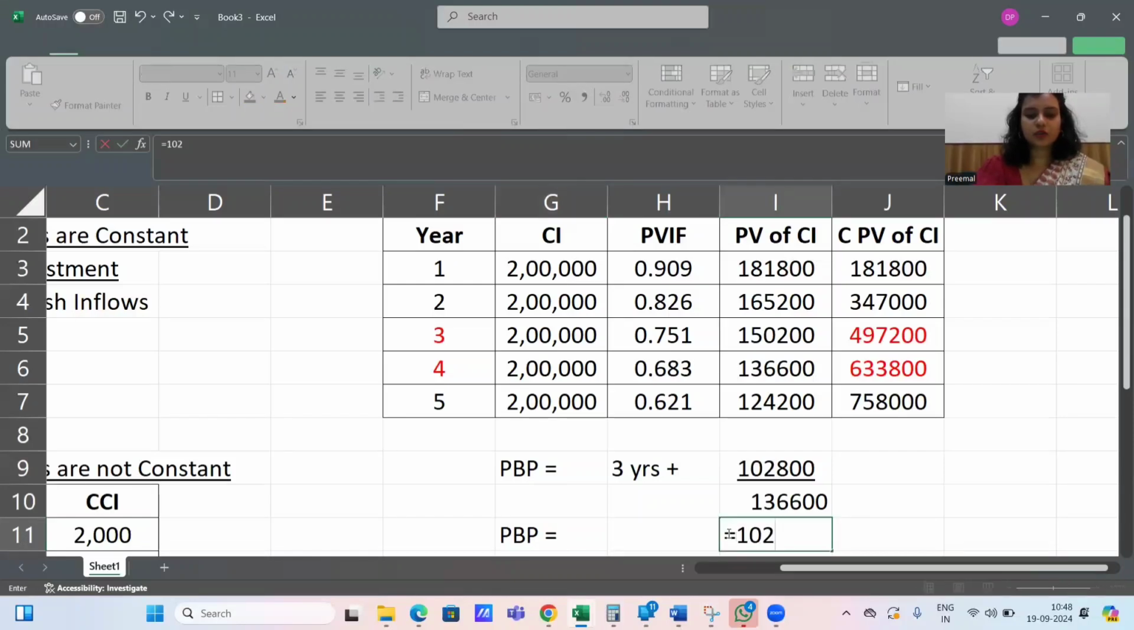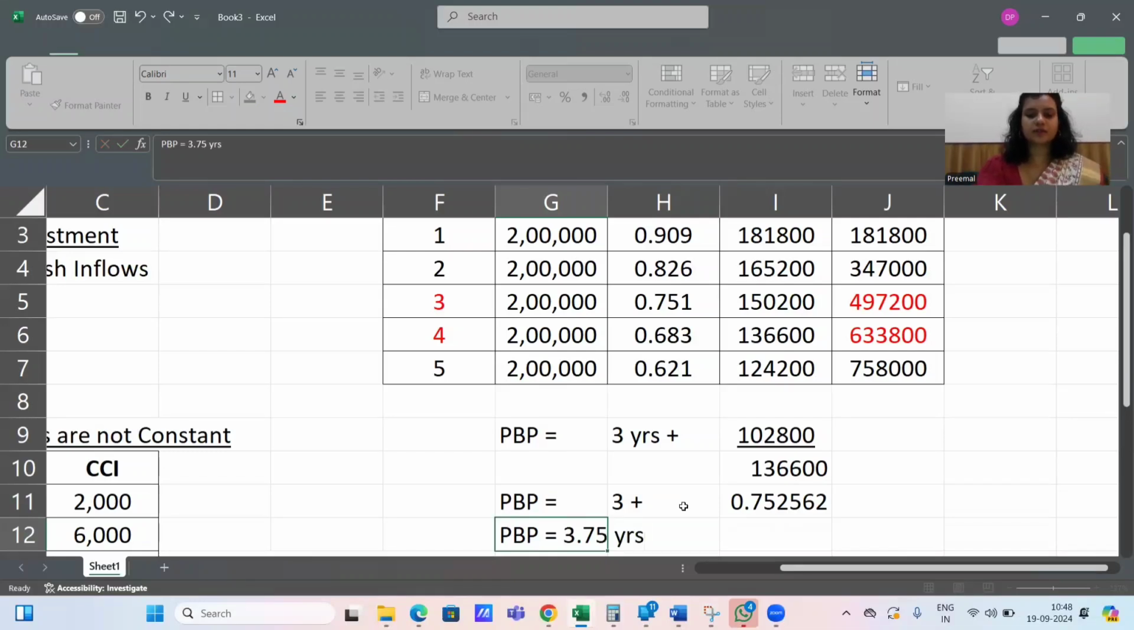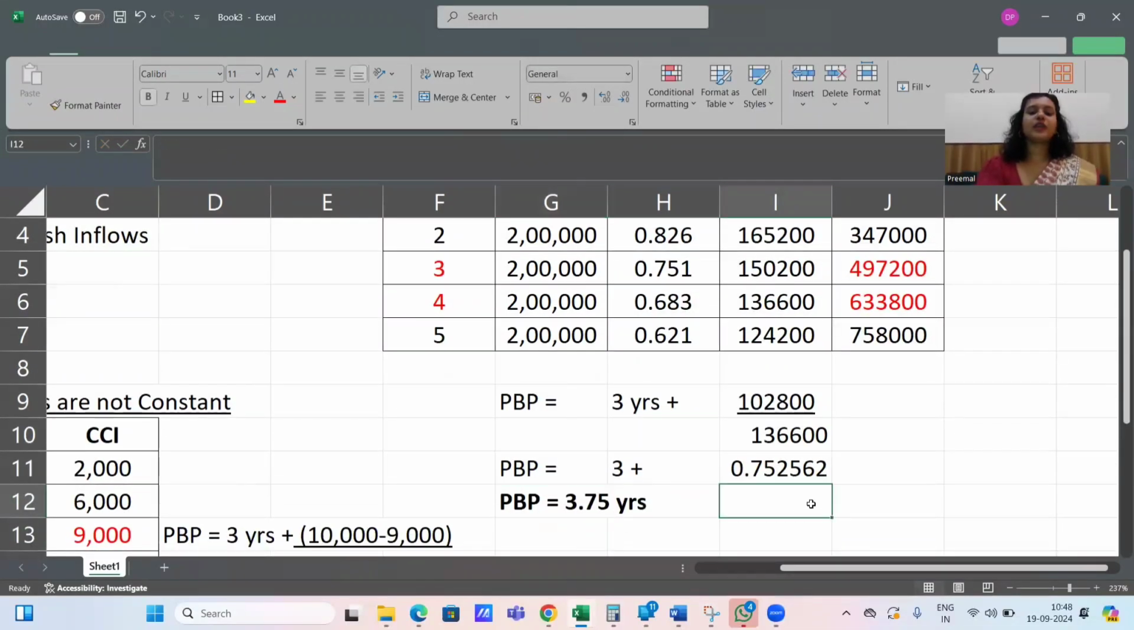So 1,02,800 divided by 1,36,600. So it's 3 plus 0.75. Therefore, payback period is equal to 3.75 years. So this is how you calculate payback period under the discounted payback period method or the modern payback period method.